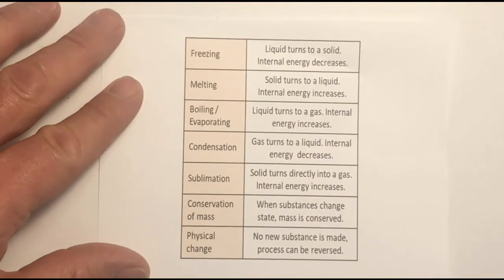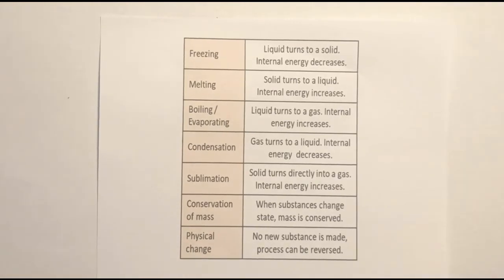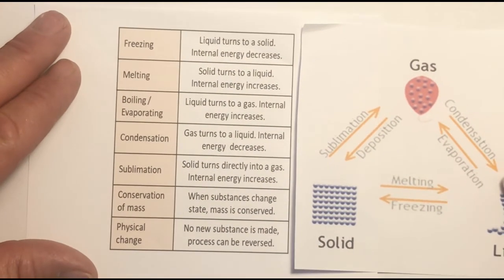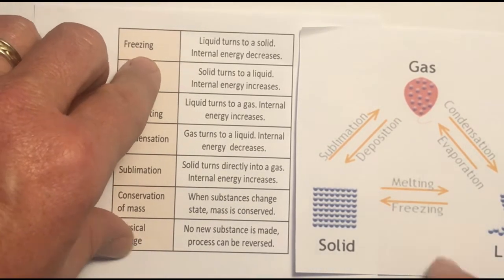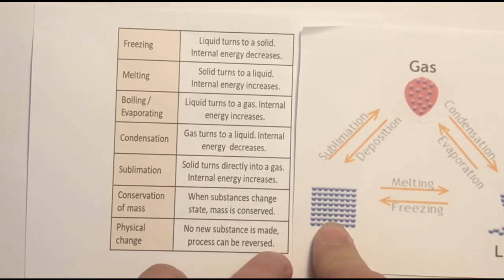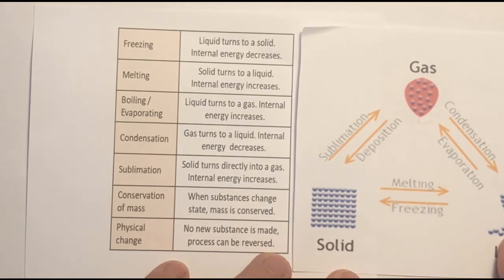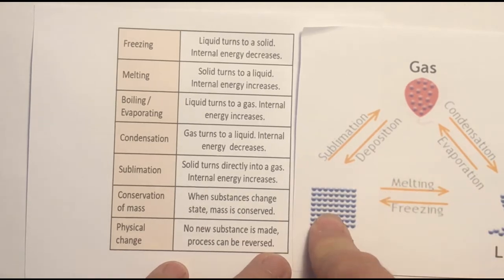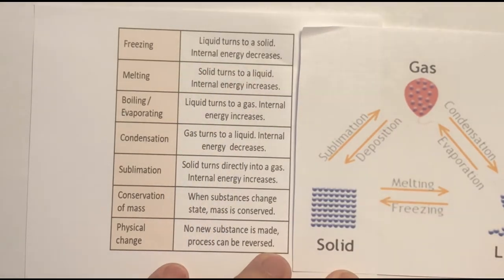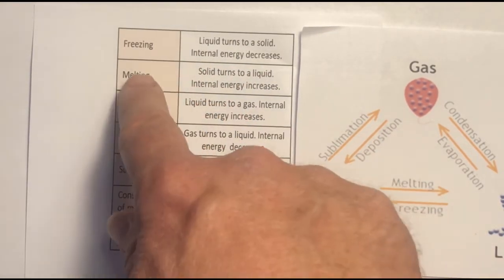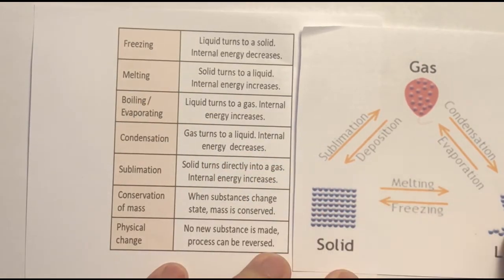It does make a bit of common sense, really. I'll try to put both the diagrams on here. If we start with freezing, liquid to a solid, these particles are moving a lot and these particles are moving less. Think about which has the most energy: they've got more energy, less energy. So liquid turns to a solid, internal energy decreases. Melting, there to there: less energy, less movement, more energy.